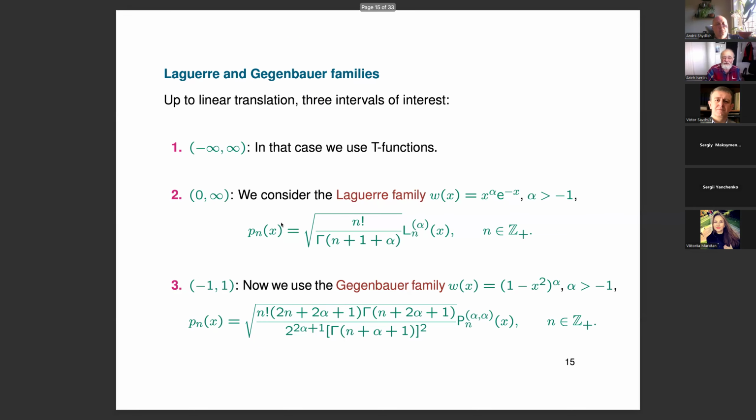And now the question is, what are the differentiation matrices for the Laguerre and for the Gegenbauer family? And it turns out, of course, we cannot hope for them to be tridiagonal. This is much too much. But it turns out that there is something else which is as wonderful as tridiagonal, but even more magical.